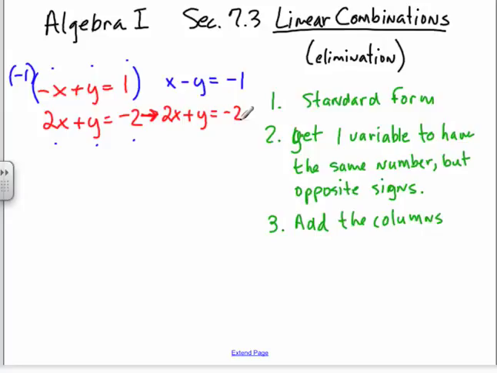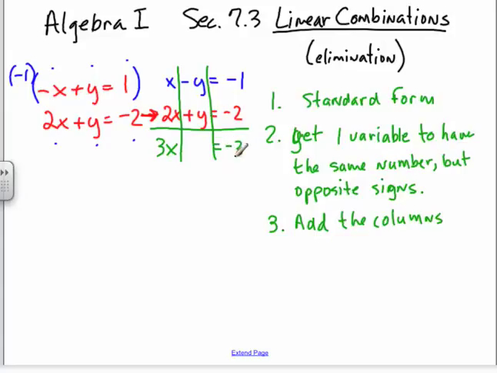I have a variable, the y, that has the same number in front. They both have a 1 but opposite signs. And then it says add the columns. But I don't have any columns up here, and that's true, but I'm going to make some. The x's go in a column, the y's go in a column, and the constants go in a column on the right. Now, on the left, when I add x and 2x, I get 3x. In the middle, when I add -y and +y, those things just cancel. And then on the right, when I add -1 and -2, I get -3.